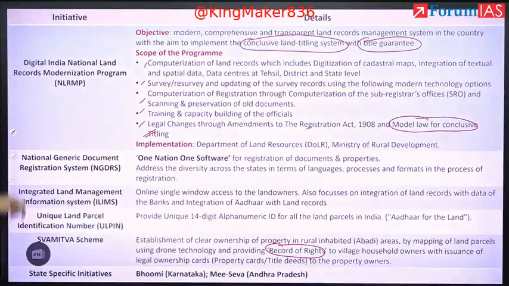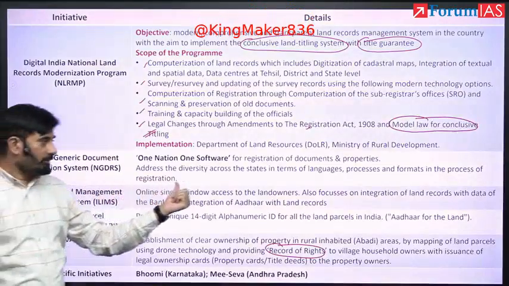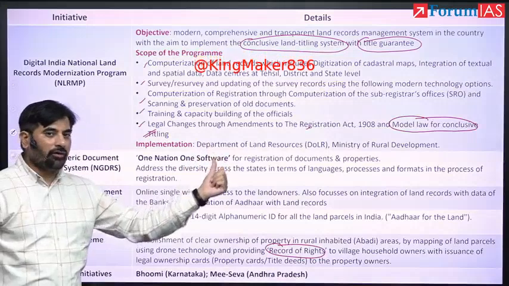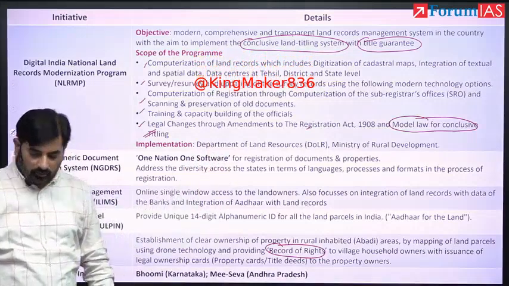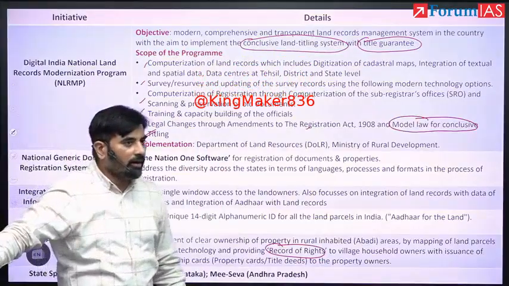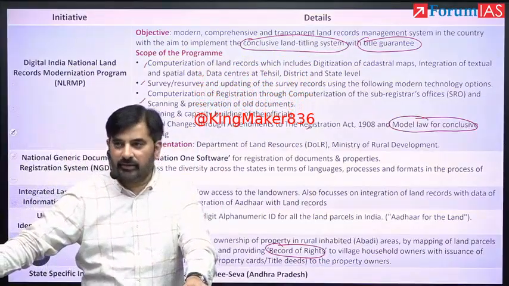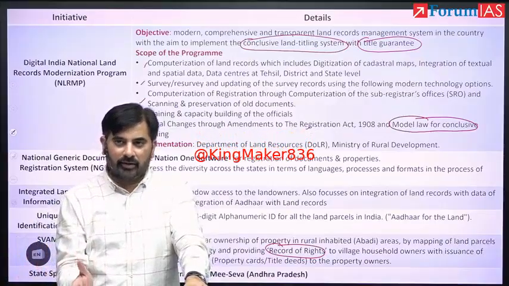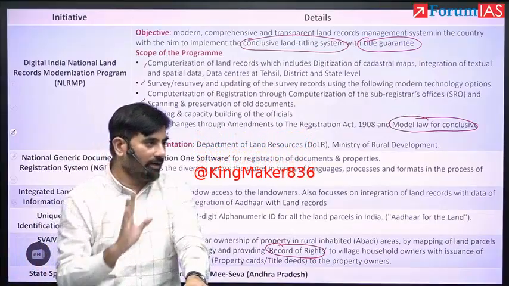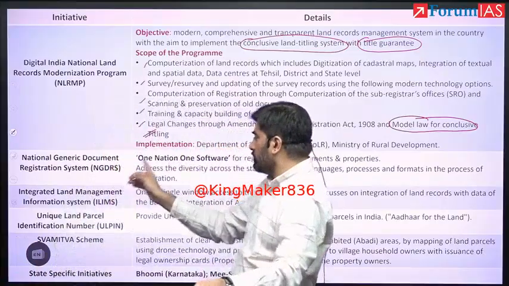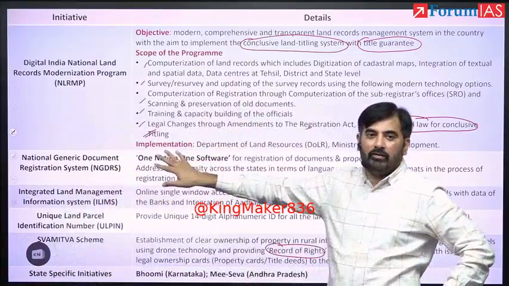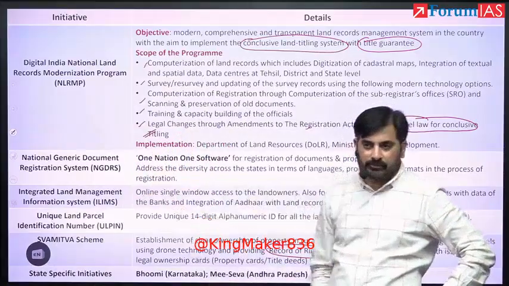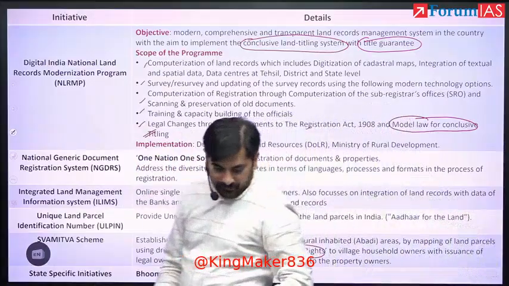Okay. Look at this. This is One Nation, One Software. Why do we need One Nation, One Software? Because while discussing the challenges of modernizing land records, I told you land records are in different scripts. They are in different languages. To convert land records from different scripts and different languages into one single type of land record, we have One Nation, One Software. How does it work? I think it's not important. Just know that this is one of the initiatives. You must have heard about this scheme, everyone.